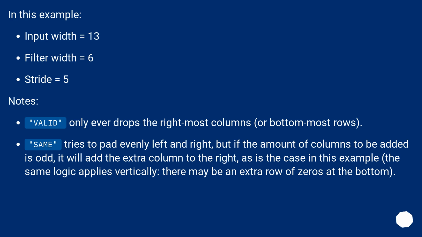Notes: valid only ever drops the rightmost columns, or bottommost rows. Same tries to pad evenly left and right, but if the amount of columns to be added is odd, it will add the extra column to the right, as is the case in this example. The same logic applies vertically, there may be an extra row of zeros at the bottom.